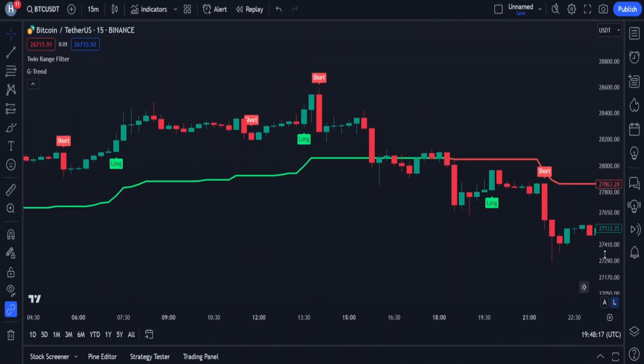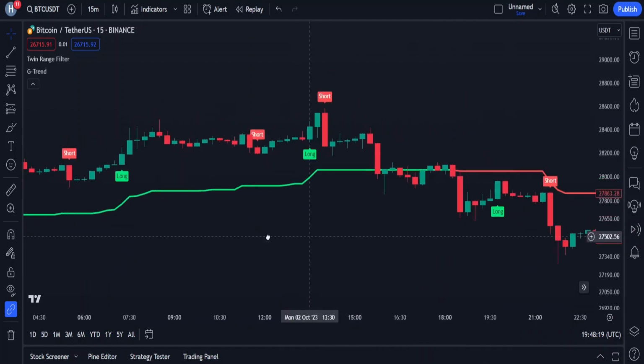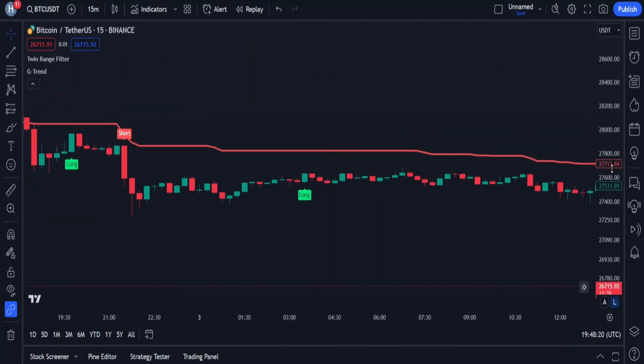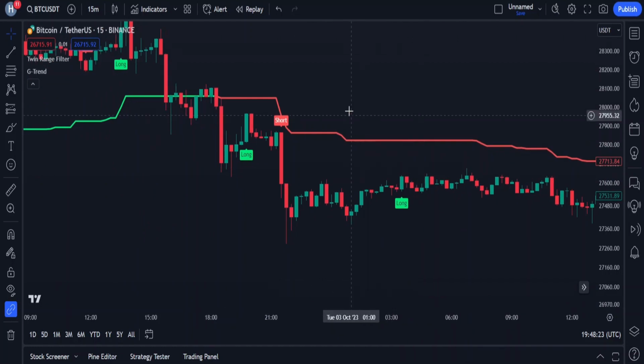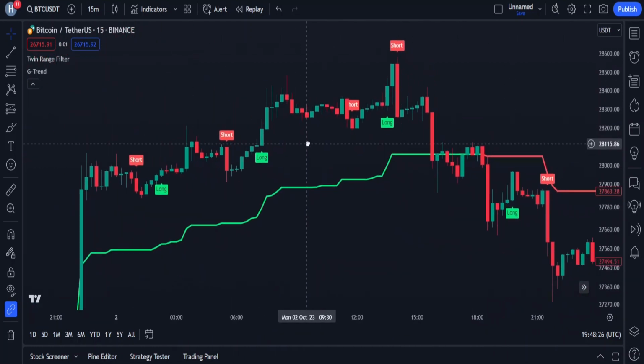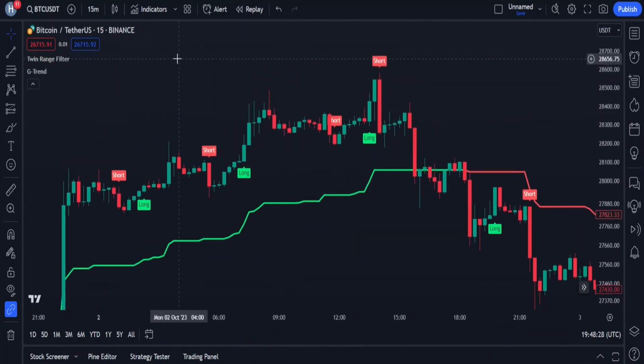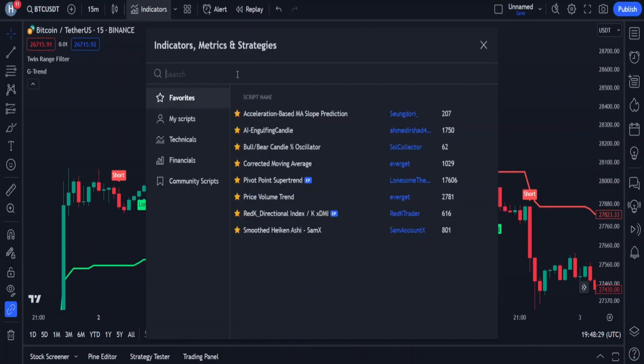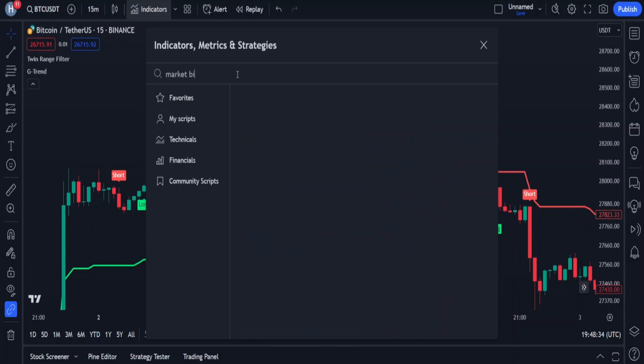But even if these two indicators are not enough, to make this strategy even more accurate and profitable, we will add another indicator to the chart that will further refine the signals confirmed by these two indicators. So for that, we will access the Indicators tab again, and in the search bar type Market Bias, and add this indicator to the chart.